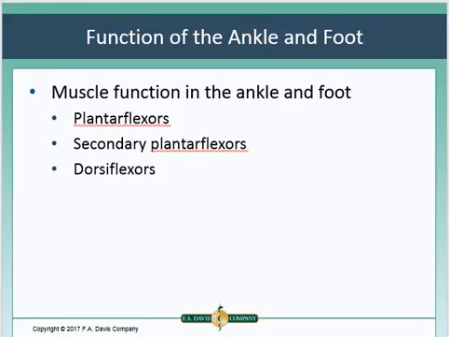Your primary plantar flexors are the gastroc and soleus, but you also have muscles that help with plantar flexion, like the tibialis posterior, the flexor hallucis longus, and the flexor digitorum longus. And the dorsiflexors are the anterior tibialis muscle, the extensor hallucis longus, and the extensor digitorum longus.